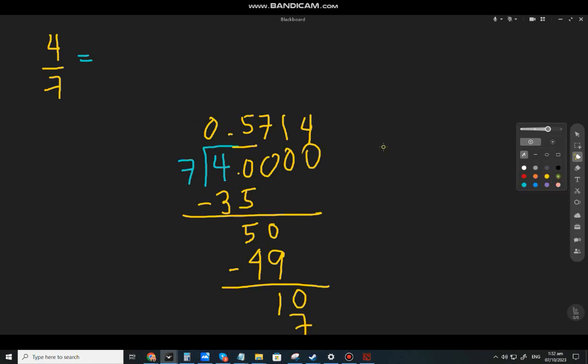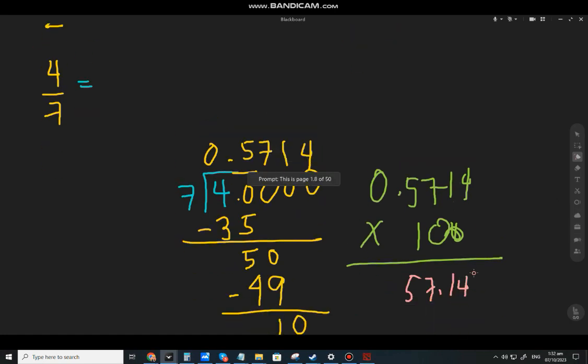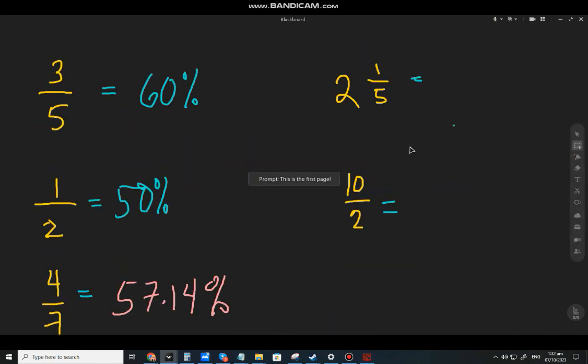Now, get this number, 0.5714. We multiply it by 100, or just move the decimal point to the right by 2, and the answer will be 57.14. And you add the percent sign. Always do not forget it. Change it to decimal, multiply it by 100, and you add the percent sign. That will be 57.14%.